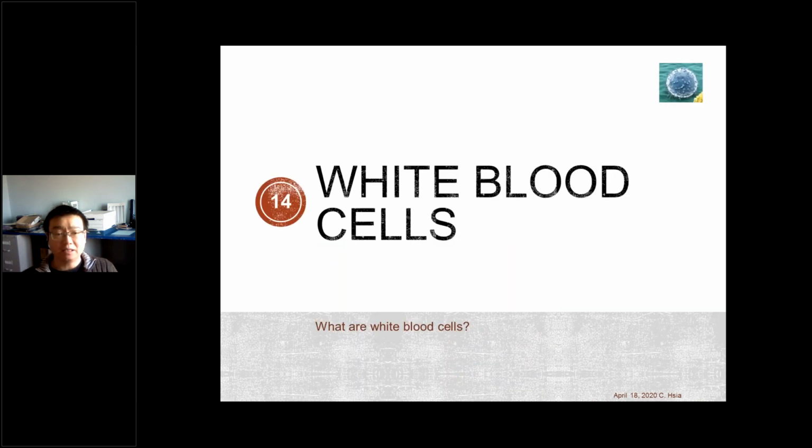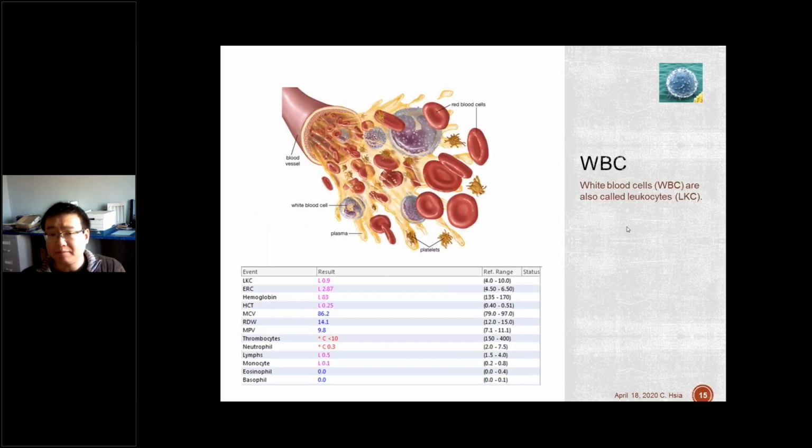So let's talk about each of these constituents of blood. We'll start with the white blood cells. What are white blood cells? Again, in medicine, we have different names for the same thing, just probably to confuse everybody. So white blood cells are also known as leukocytes, or LKC in this short form. If you look at your own blood test requisition or your blood test results, some labs might call it WBC for white blood cells or another short form. So I wouldn't be too hung up by the fact that the acronym or the letters are slightly different, okay? White blood cells in general are there in our bodies to help fight off infections.